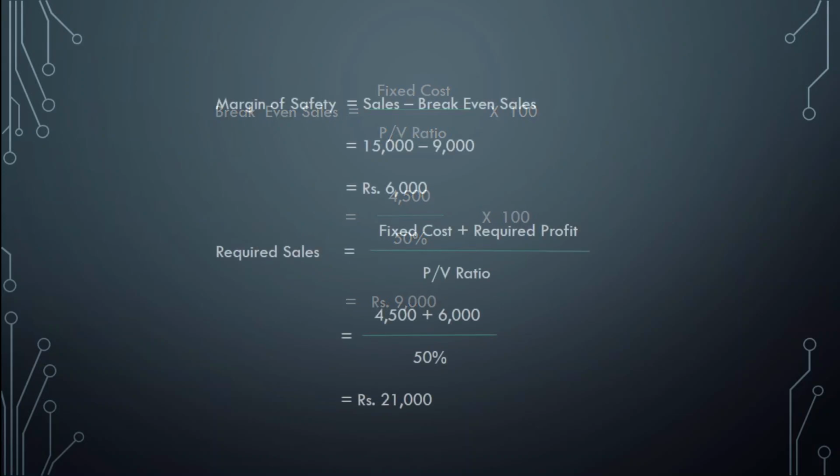Next comes calculating margin of safety. By using this formula, sales minus break-even sales, we derive the margin of safety. Total sales Rs 15,000 minus break-even sales Rs 9,000 gives us the margin of safety of Rs 6,000.